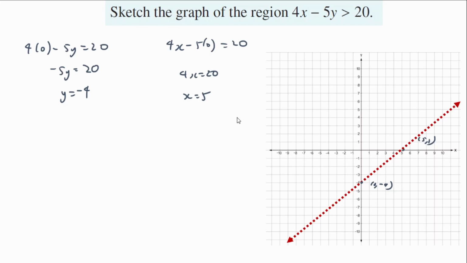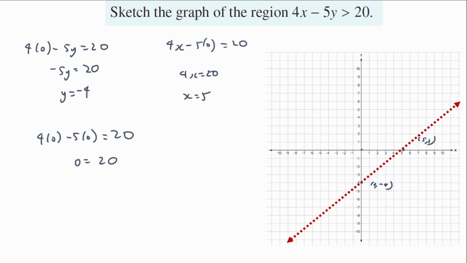Now we've got 2 regions again, above the line and below the line. Just pick a point that's not on the line to determine which region we're after. Once again, I'm just going to pick (0, 0) because that's generally the easiest to do your calculations with. Just put that into the equation. So that's 4 times 0 minus 5 times 0, which gives me 0 minus 0, so that's 0. In this case, 0 is smaller than 20. We're after something that's bigger, so that's not the right region there.